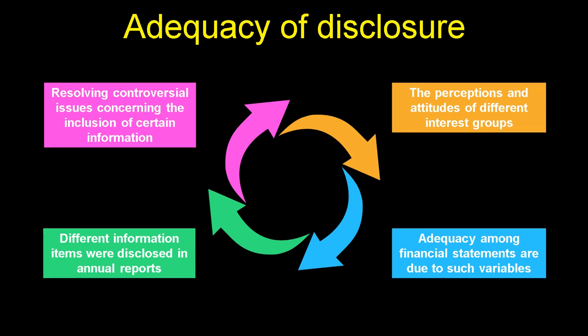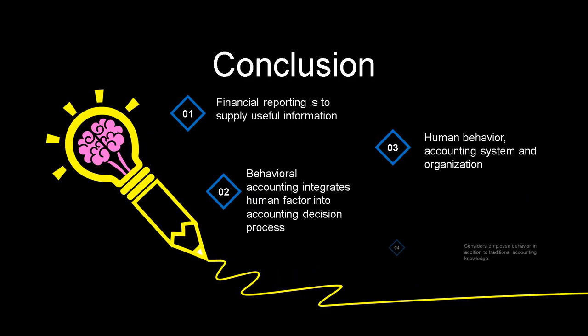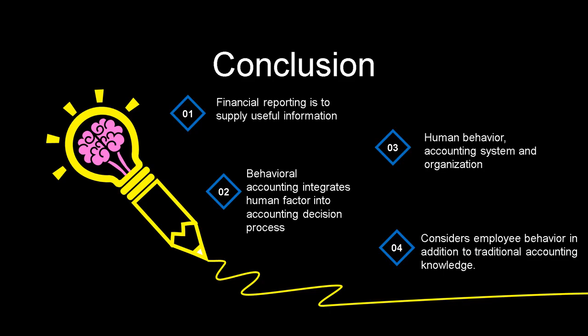And the last one, the conclusion on behavioral accounting theory. For the first one, financial reporting is to supply useful information to both actual and potential investors and the other users, as financial reporting is an important factor affecting the decision-making process. Behavioral accounting integrates human factors into accounting decision process to make the behavioral effects transparent to potential and current stakeholders.